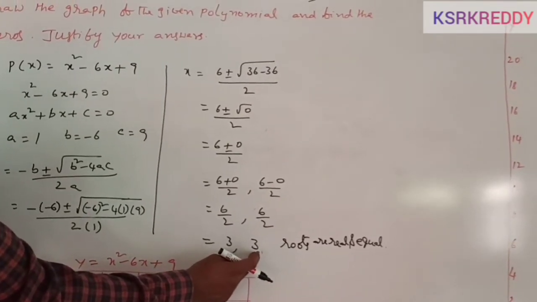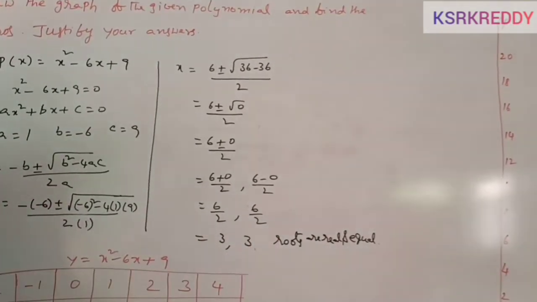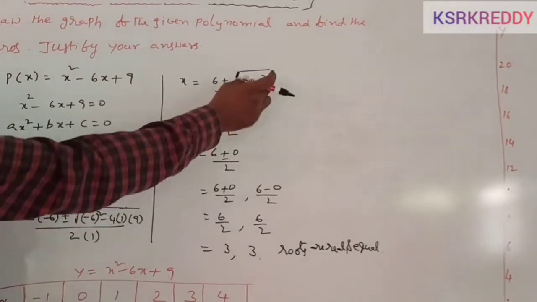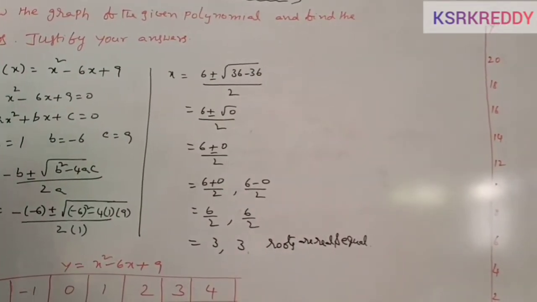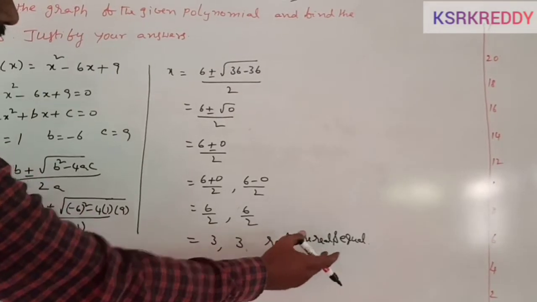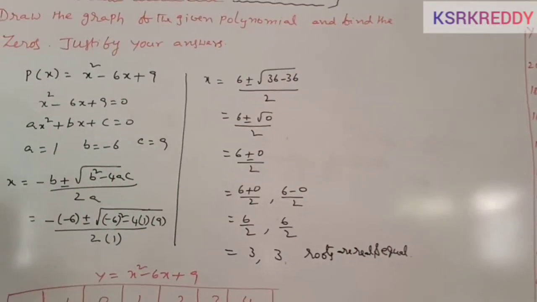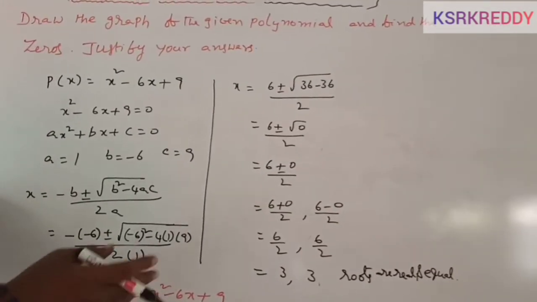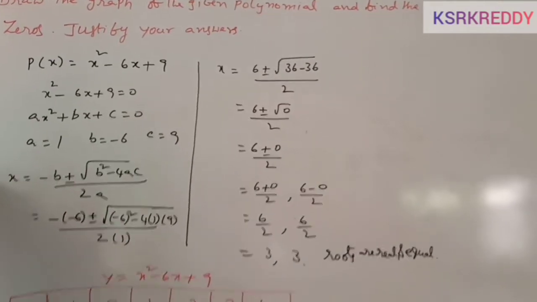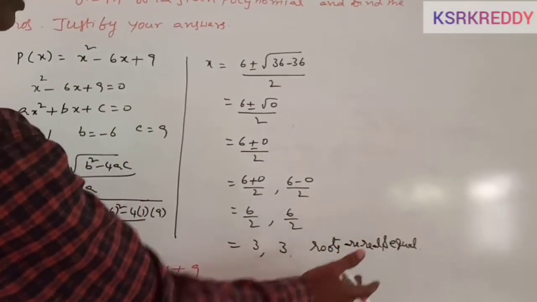That means the roots are real and equal. B square minus 4AC equal to 0, then the roots are real and equal. B square minus 4AC greater than 0, roots are real and distinct. Less than 0 means imaginary. Here the roots are real and equal.